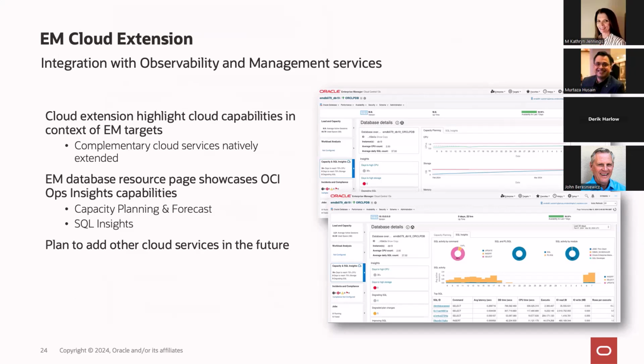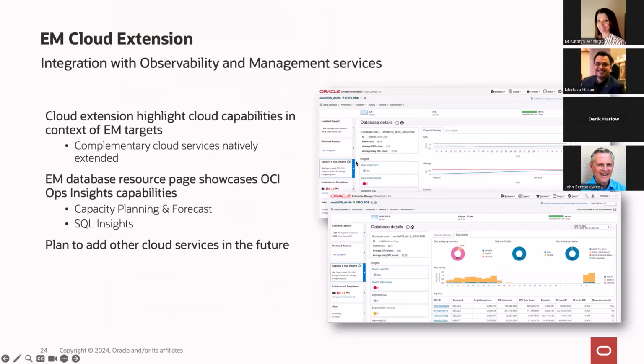So in order to enable this, you need to have, of course, Enterprise Manager with the latest RU, and you need to make sure that you have enabled that particular database in Ops Insights service. And then you have set up EM Cloud Bridge, which is, again, an Enterprise Manager feature. And once you do that, you can see in-context drill downs and get insights for that particular database.